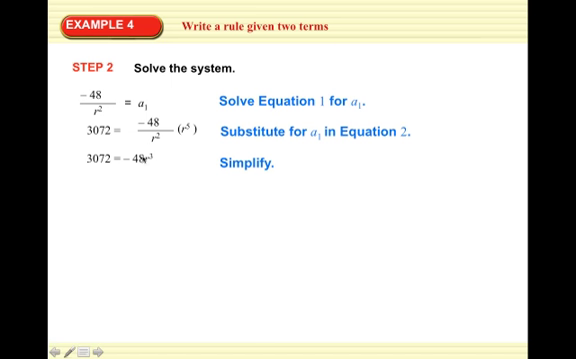So we're trying to solve for R. So we're going to divide both sides by negative 48. And that'll give us negative 64. And then we take the cube root of both sides, which will give us negative 4 equals R.